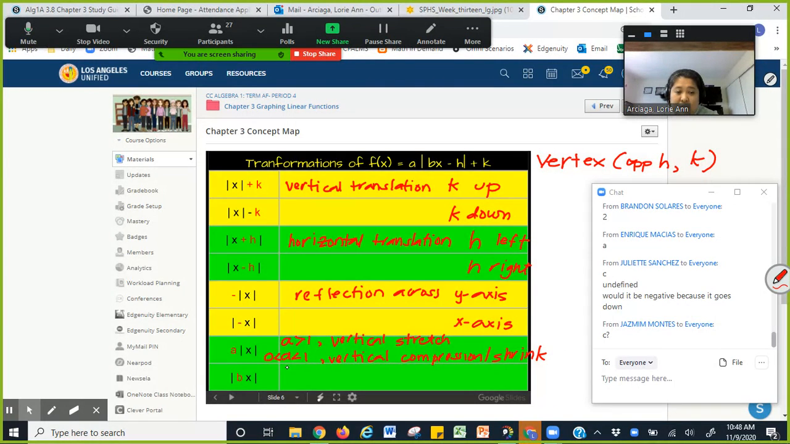And then here, if b is greater than 1, horizontal compression. So make sure you have this list when you take the test. I'll show you how to use it. And then if b is between 0 and 1, horizontal stretch. Okay, so copy that down, and then I'll show you how to use it in the study guide.